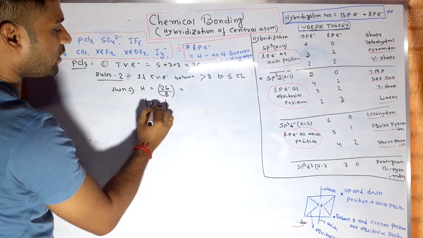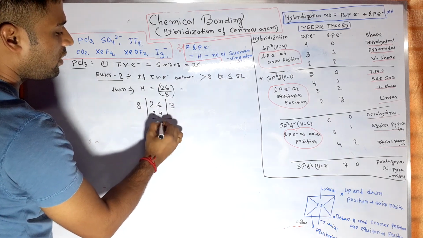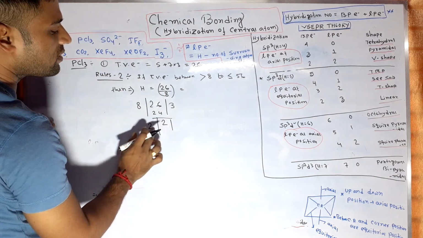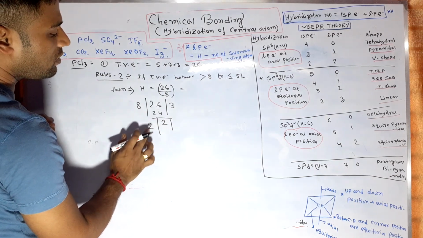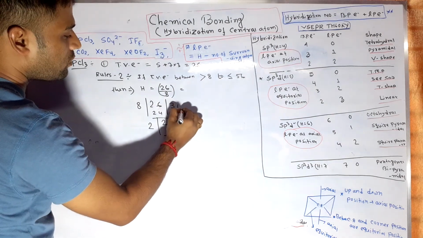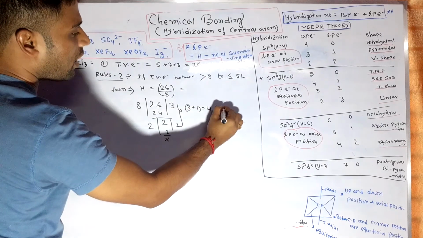26 divided by 8. First, 3 times 8 is 24. The remaining portion is 2. The remaining portion is always divided by 2. Keep this in mind. So 2 divided by 2 is 1. These two results are added, 3 plus 1, so 4. Hybridization number 4.